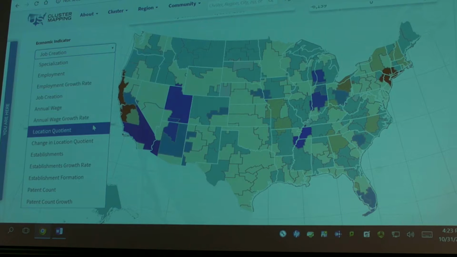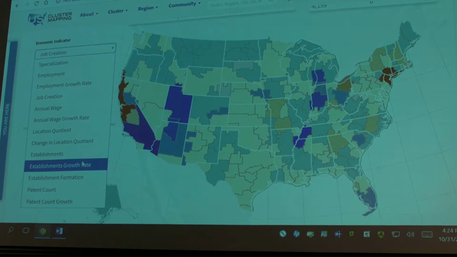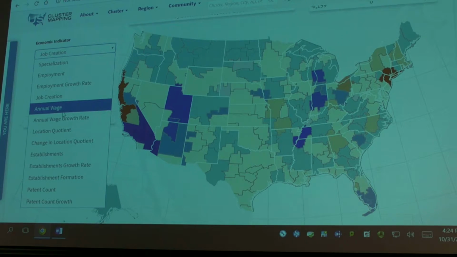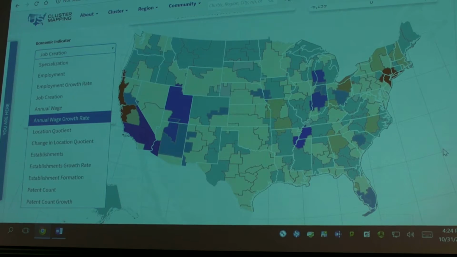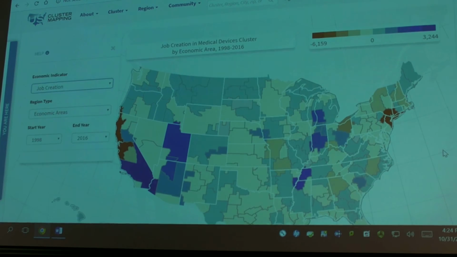So as you can see here, there's lots of things you can look at. What's the growth rate? What's the annual wages? How quickly are annual wages growing for this industry, and where? Where is that happening? Some questions about what we just looked at.